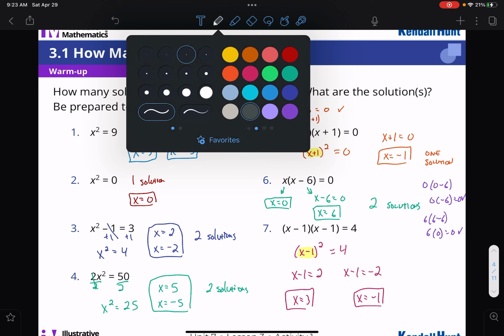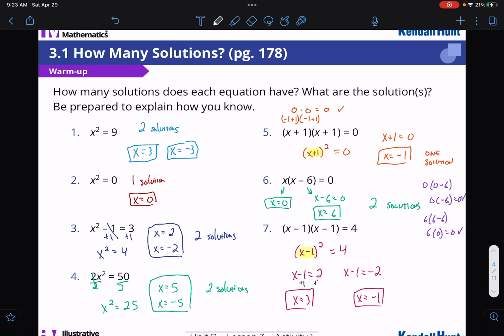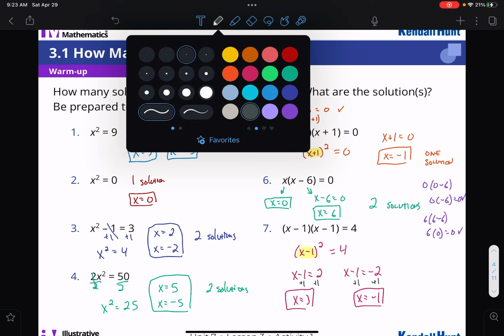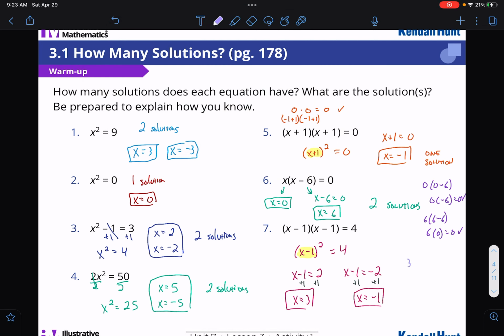Right? Let's review our solving steps here. We're just going to add 1 to both sides. 2 plus 1 is 3. Negative 2 plus 1 is negative 1. So if I were to plug those numbers back in, we have 3 minus 1 times 3 minus 1. So that'd be 2 times 2, which is 4. So that checks out.